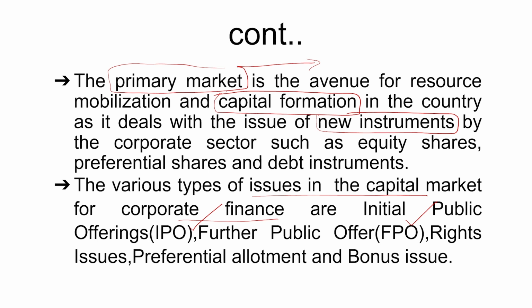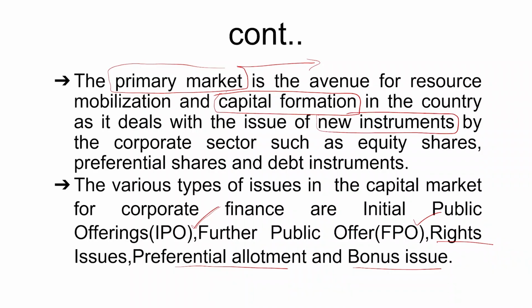Right issue means when the company offers the securities to its existing members. Preferential allotment, we already know, is generally issued to the institutions, and institutions generally prefer to buy the preferential allotment. And bonus issue means without cash, when you issue to your existing members, sometimes you benefit your existing members through this bonus issue, and bonus issue in lieu of dividend is never possible or allowed.